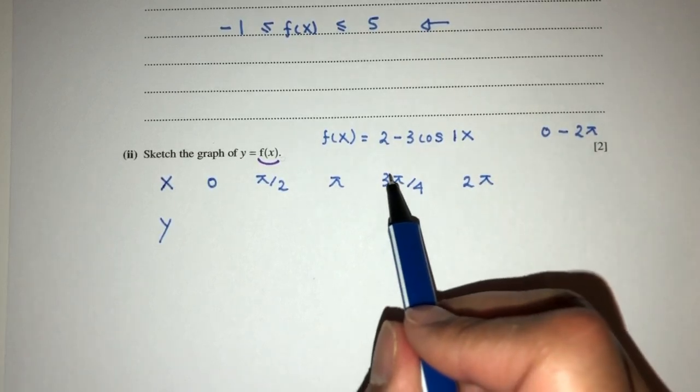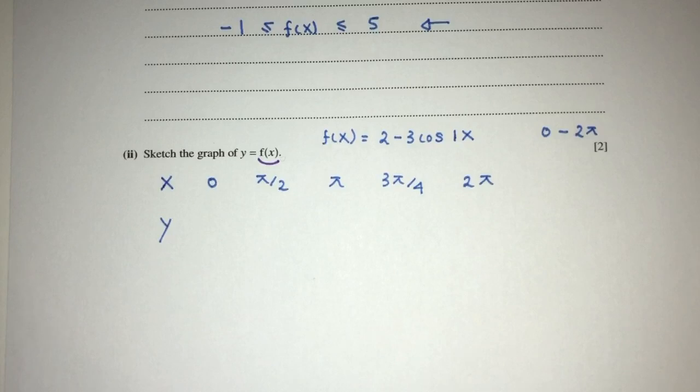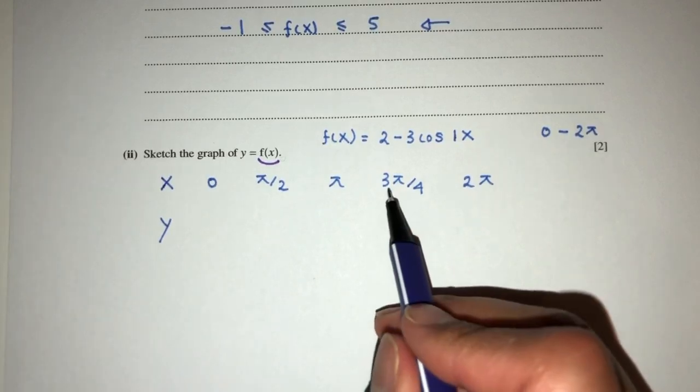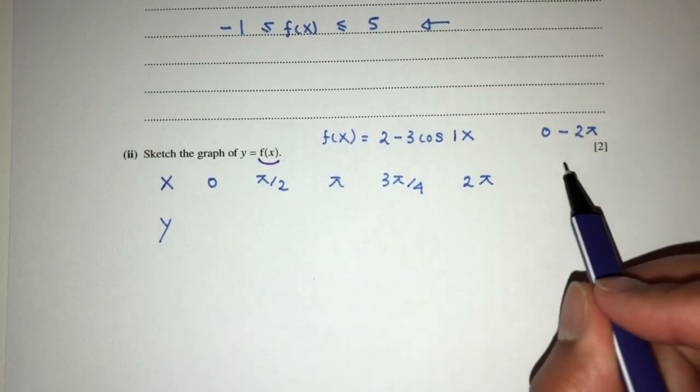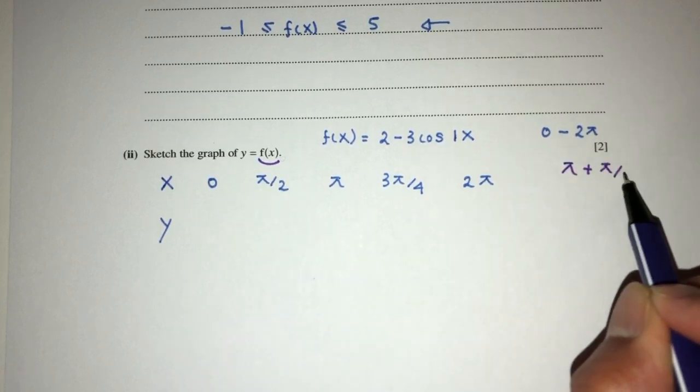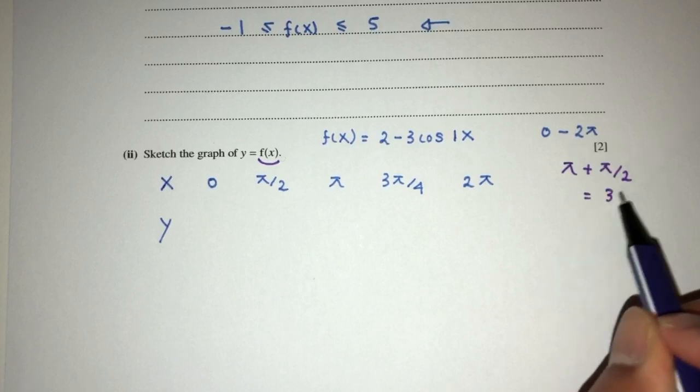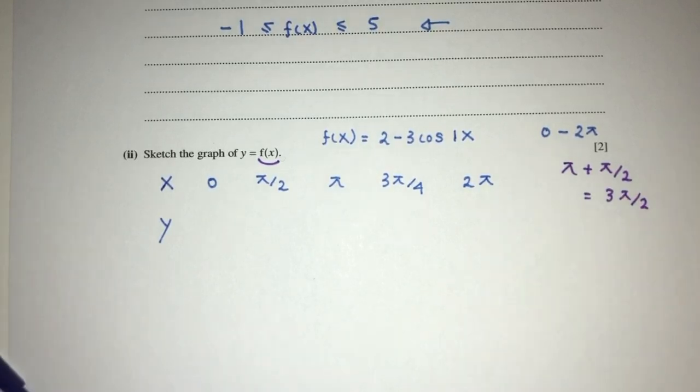Sorry, this is not the right value. So we have to add 2. This is such a mistake here. So we have to add pi by 2 every time. So pi plus pi by 2 will be what? That will be 3 pi by 2. So this will be 2 pi here.